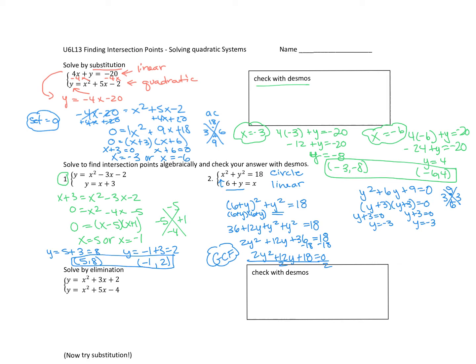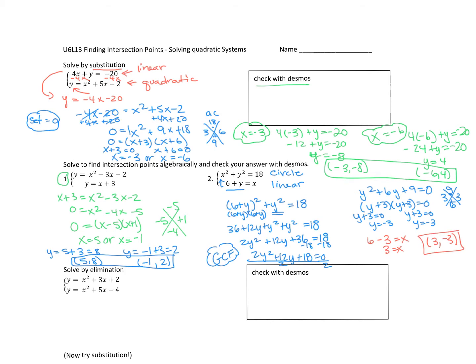So let's see what happens when we substitute in our -3 for y. Again, I'm going to use the linear equation for my substitution. So I have 6 plus -3, or 6 minus 3 equals x, or x is 3. So I get just one answer here. My answer for my intersection point is 3, -3.